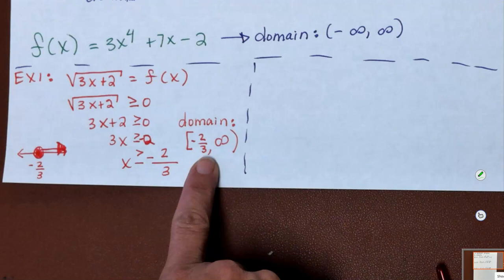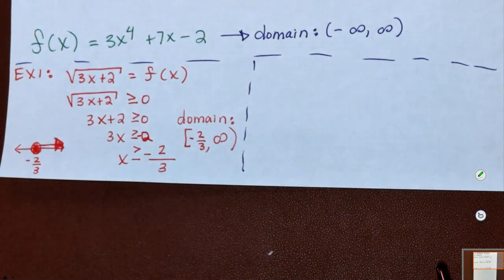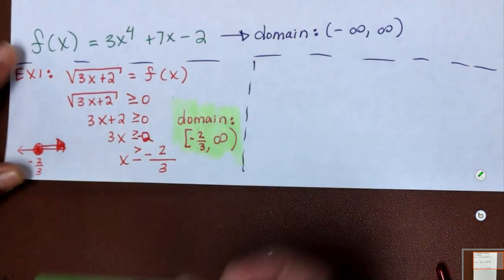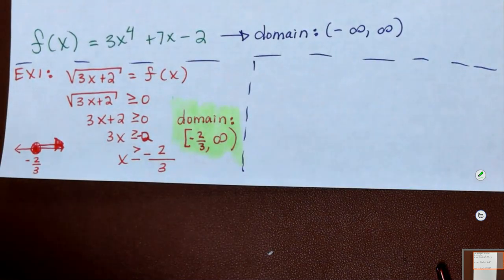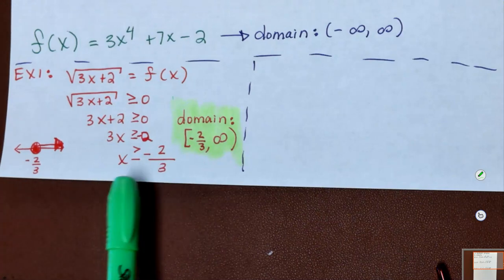If I wanted to do negative 3, it's not going to work because that's lower than negative 2/3. So this is your domain, and I'm telling you guys right now, you have to write it in interval notation if you want full credit on that question. Any questions on that?